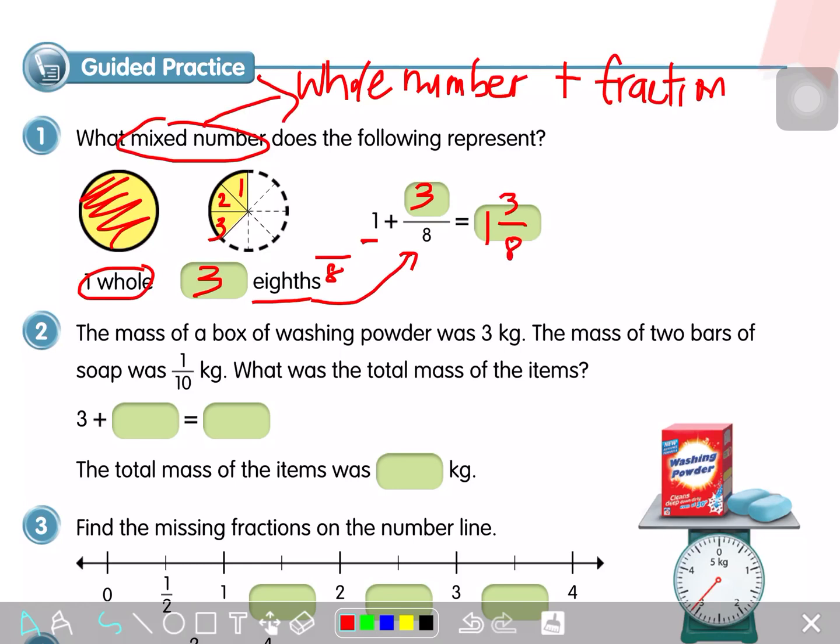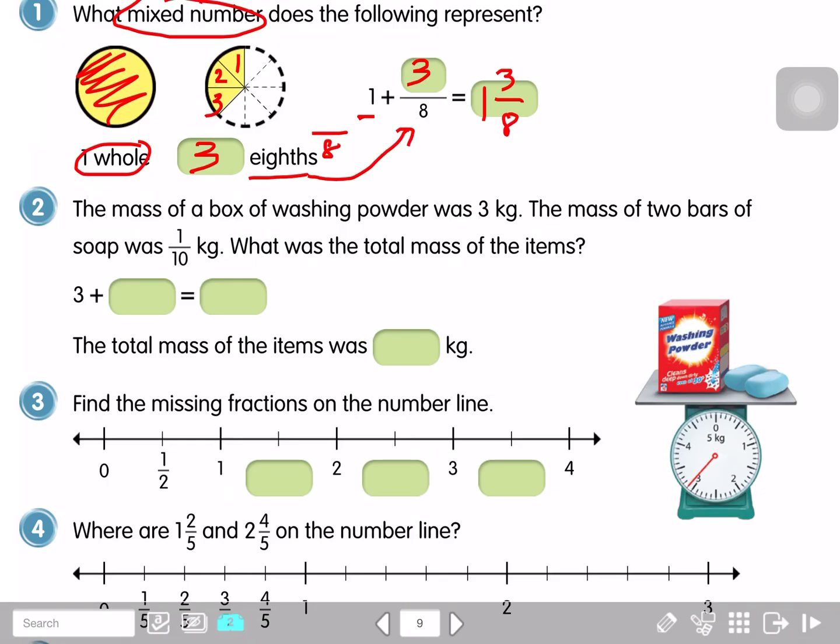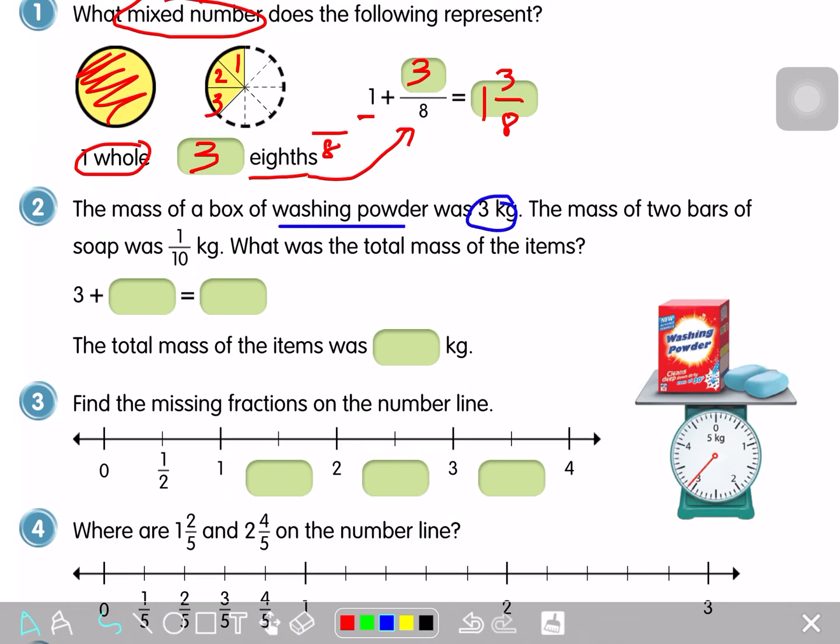Okay, now let's take a look at question number 2. The mass of a box of washing powder was 3 kg. So the washing powder is 3 kg. And we can look at the diagram here. This is 3 kg. The mass of 2 bars of soap was 1/10 kg. So this one here is 1/10 of a kg. What is the total mass of the item? So remember, when we talk about total, we are adding them up. So we add 3 kg plus the 1/10 kg. What do we get in total?